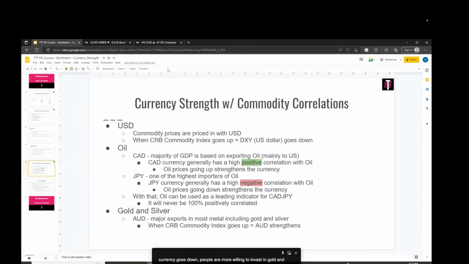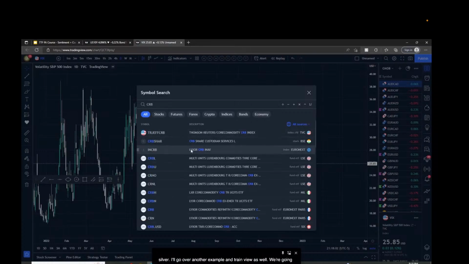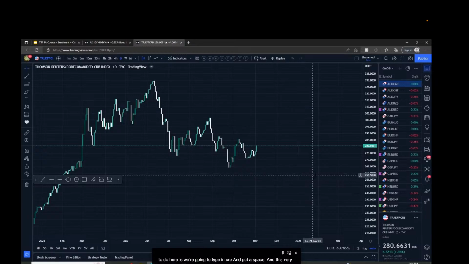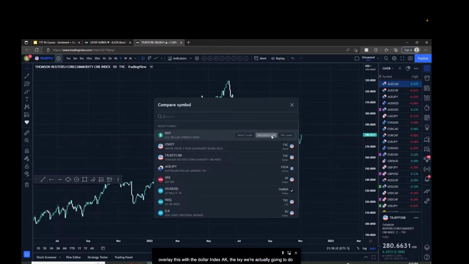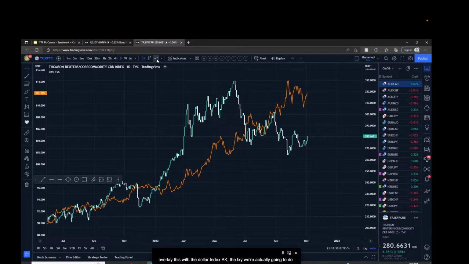I'll go over another example on TradingView as well. What we're going to do here is type in CRB and put a space, and this very long symbol, TRJEFFCRB, is the CRB commodity index, and we can overlay this with the dollar index, aka the DXY. I'm going to do a new price scale for this specific one. I will also change the CRB index to a line.